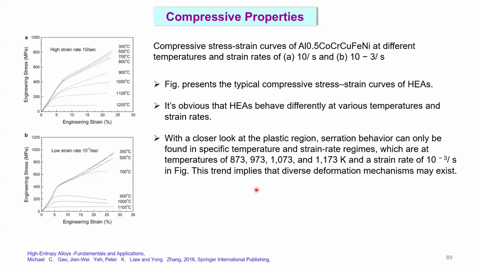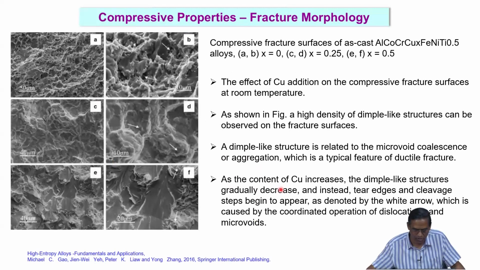Okay. Do you have any idea why serration occurs? No. Okay. So, there could be two reasons. It could be dynamic strain aging or twinning, secondary phase formation. Okay. But why is that not seen at other temperatures? So, that is another interesting point. And if you look at the fracture surface of this compression tested sample, you can see a very interesting idea.